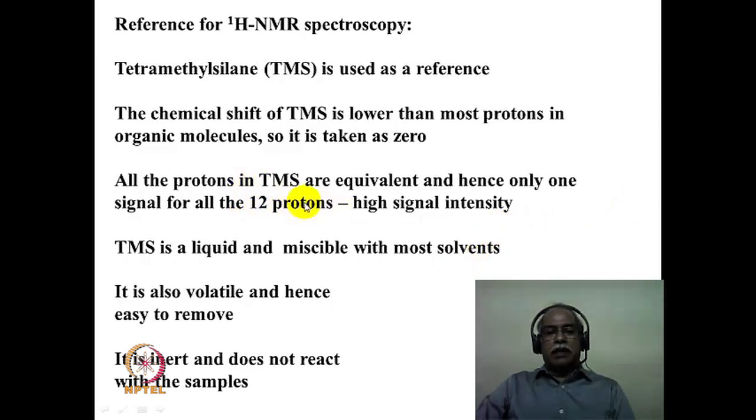Tetramethylsilane is a liquid and it is miscible with most organic solvents. That is a very convenient feature because depending on the solvent that we use, we can always use tetramethylsilane as the internal reference without having to worry about the solubility properties. Tetramethylsilane is also highly volatile, so one can remove it very easily from the sample after the measurement is made. Finally, the most important of all the properties, tetramethylsilane is an inert liquid and it does not react with the sample itself, so the sample can be recovered intact after the measurement of the NMR spectrum.